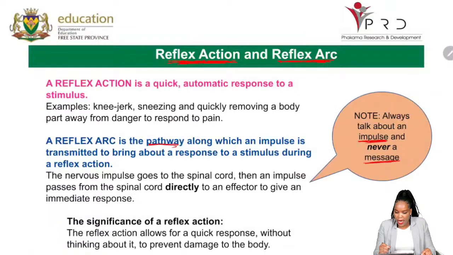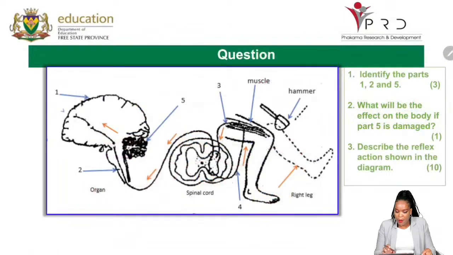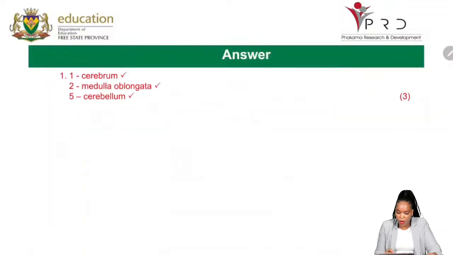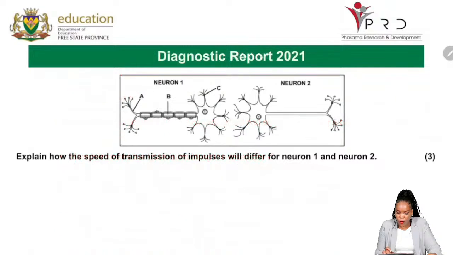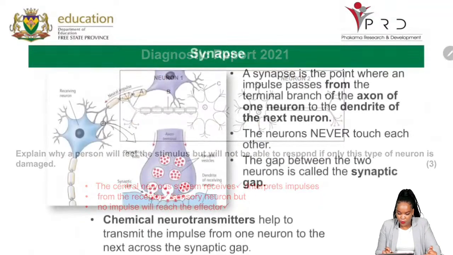So I think we have come to the end of our session. Please go through the reflex arc and the reflex action, and also go through the types of neurons. Remember, I said you must be able to identify them with reasons. That this is the motor neuron, this is the sensory neuron, this is the interneuron.